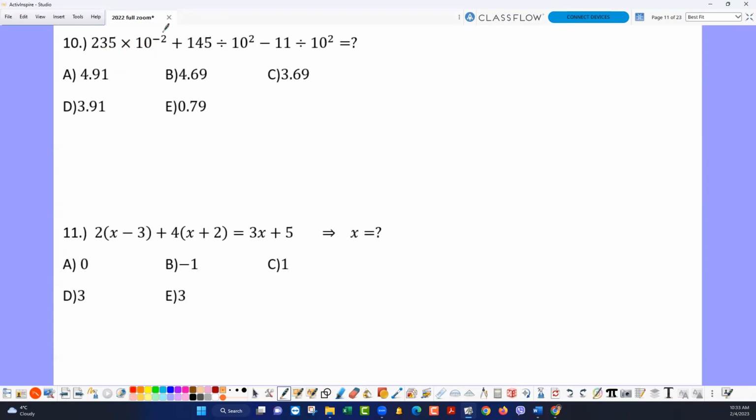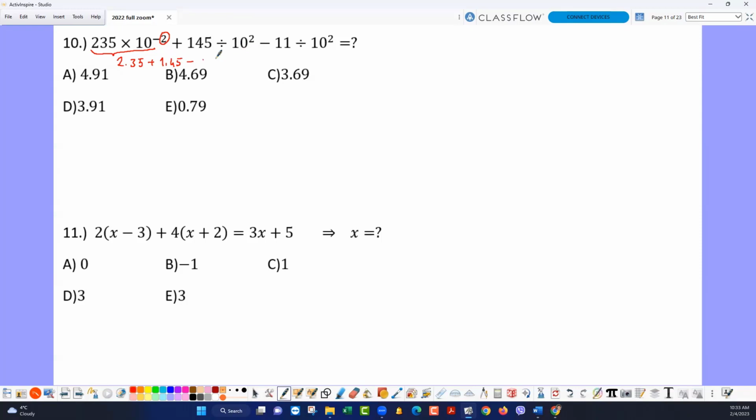And how many places are you going to move the decimal point? Actually, it is written here: 2 decimal places. So the result of this multiplication is going to be equal to 2.35. And plus, you are dividing by a positive power. When you are dividing by a positive power, you have to add a decimal point again, which is equal to 1.45.